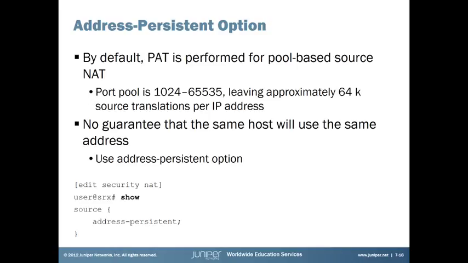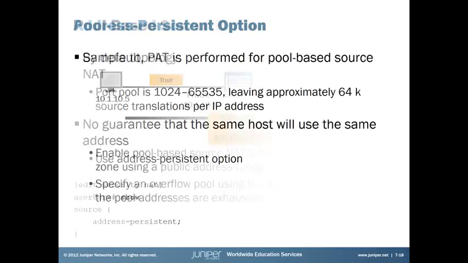By default, PAT is performed for pool-based source NATing. That's the default. The port pool is 1024 to 65535, leaving approximately 64K source translations per IP address. So there's no guarantee the same host will use the same address, but you can configure it so that it will, in fact, use the same address by using the address-persistent command in your configuration.